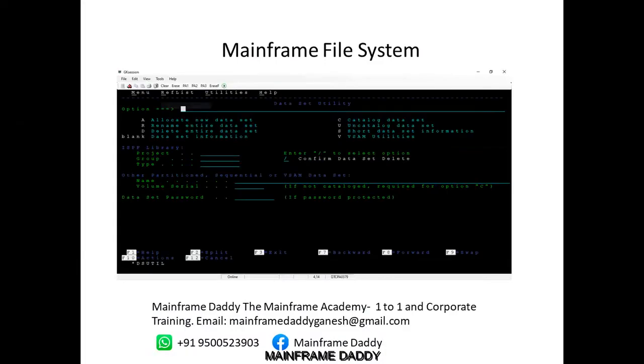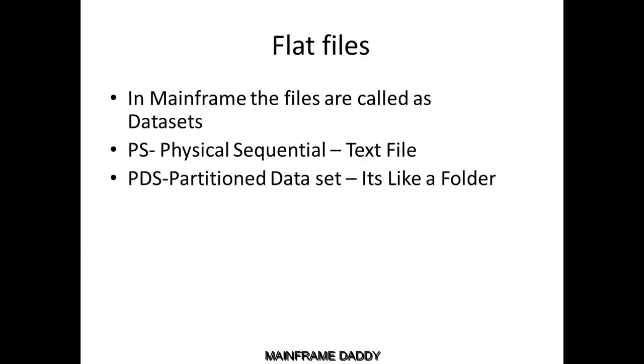Hello everyone, in this video we are going to look into the mainframe file system. In mainframe, the files are called datasets. The files are classified into two types, PS and PDS. PS stands for physical sequential, which is just like a text file, whereas PDS is called a partitioned dataset. It is similar to a folder in Windows. So a PDS, or partitioned dataset, can contain a large number of physical sequential files in it.